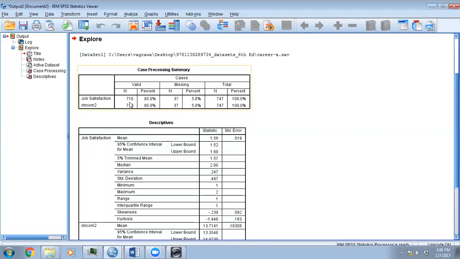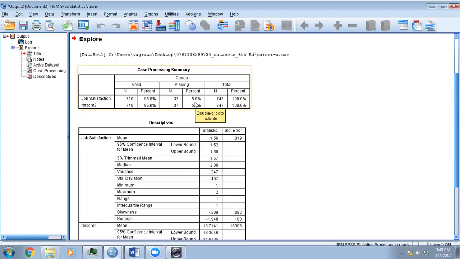In all, we have 710 records, out of which 37 records or 37 cases have some sort of missing value. Now this missing value could be either in job satisfaction or income too. We don't know, but all we know is we have only 747 cases that have complete values and 37 cases that have some missing value in there. So this is only 5%.